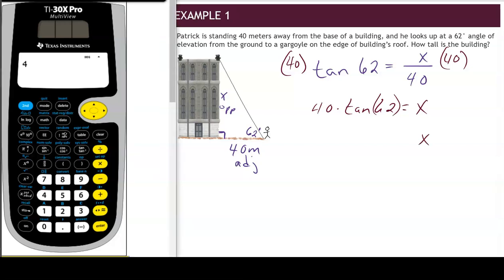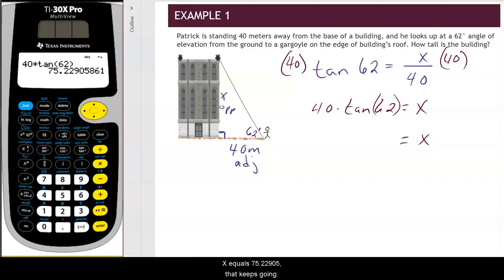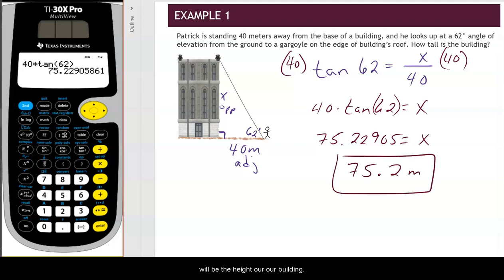40 times tangent 62. Enter. X equals 75.22905. That keeps going. Since we're finding a height, a length, we will be rounding to the nearest tenth. So 75 and 2/10 meters will be the height of our building.